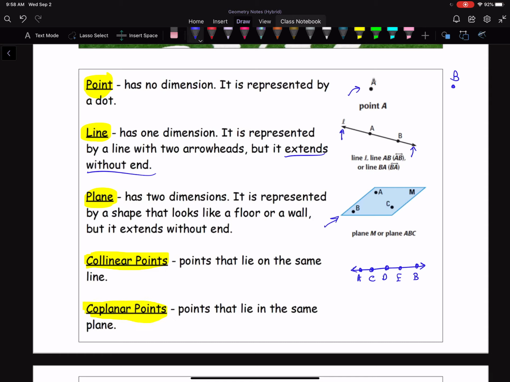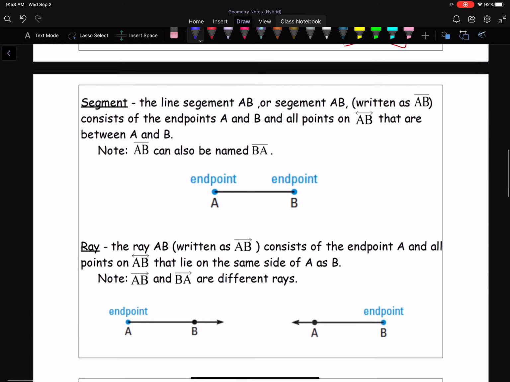Coplanar. So now we're talking about a plane, which we just talked about. When we draw it, it's going to look kind of like a wall or a floor or a square or something. Coplanar points are points that are on the same plane. So I could have, again, A, B, C, D, however many points you want here. These are all coplanar because they're all in the same plane.